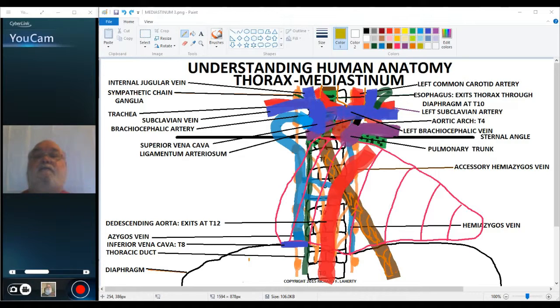and the phrenic nerve enters the thorax on each side by passing between the subclavian artery and vein, and then comes down onto the pericardium. And on the left side, it follows the pericardium.